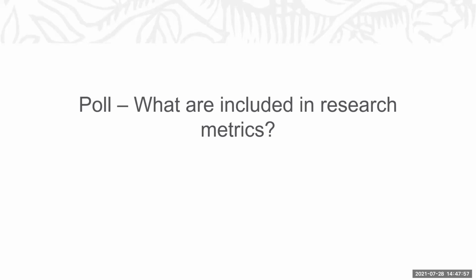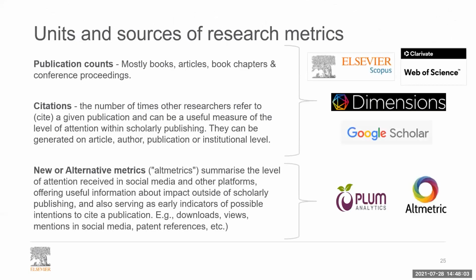So let me just close this. Looking at research metrics, the units and the sources of research metrics are often very confusing. The very basic units that we usually work with are publication counts, because they give us a sense of the productivity of a research entity. And we're talking about researchers, institutions, and countries. So these units of measurement can be used across different entities, and they can tell us something about a researcher, a country, an institution, a research team even, right?